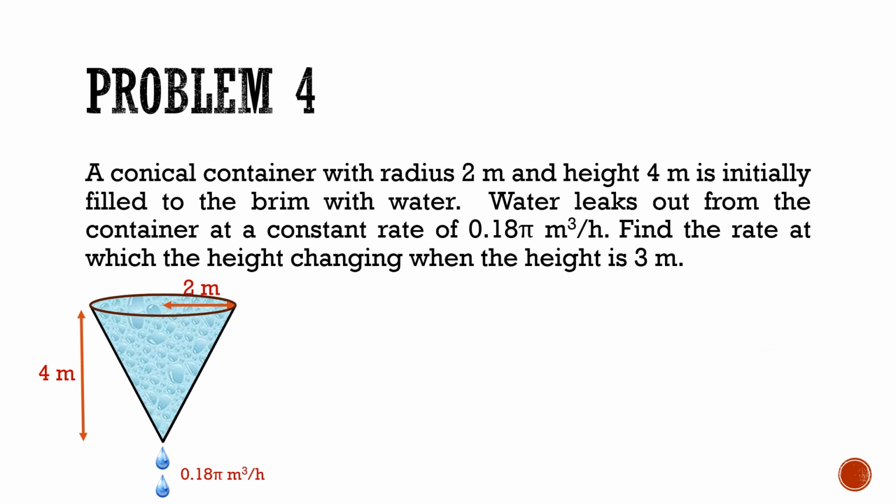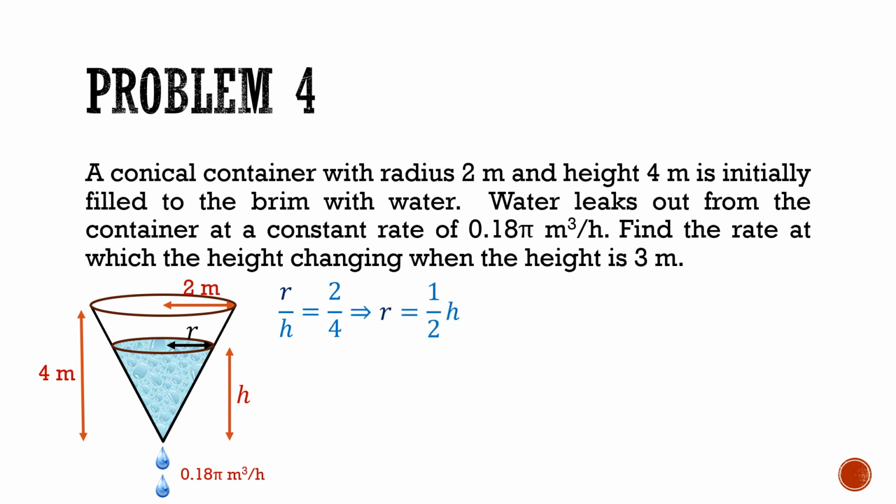Okay, so let's assume that after a while the water has leaked out a bit, and now the height is some arbitrary value, let's call it h. And the corresponding radius will be r. Using the concept of similar figures, we can find the ratio of the radius to the height. So r over h will still remain unchanged. It is 2 over 4. And we can simplify and find r in terms of h. So r equals half h.